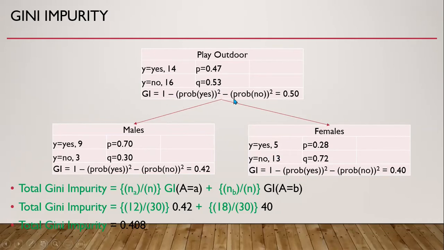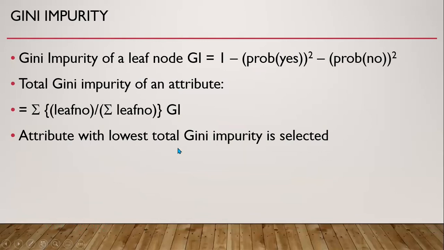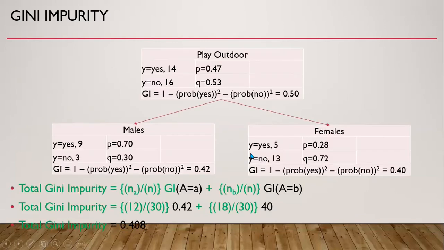So the Gini impurity of our entire set of 30 students is 0.5. Gini impurity of our set of males is 0.42. Gini impurity of our set of females is 0.40. So the total Gini impurity is total males divided by total students multiplied by 0.42 plus 18 females divided by total students multiplied by 0.40. So the total Gini impurity is 0.408. And we select the attribute with the lowest total Gini impurity for our split.